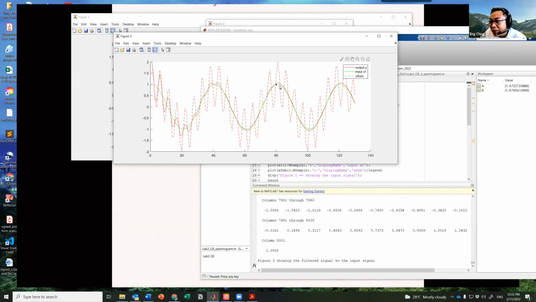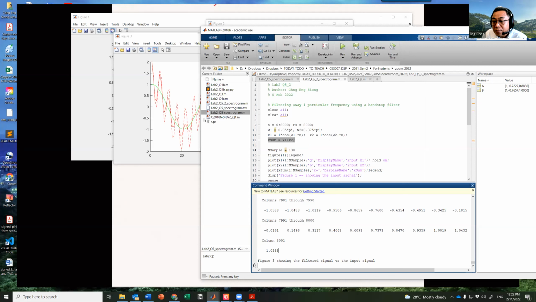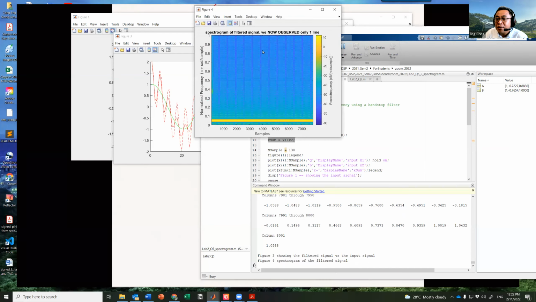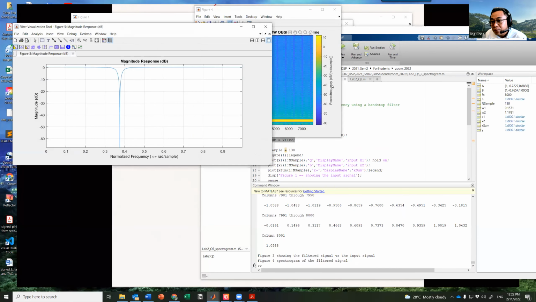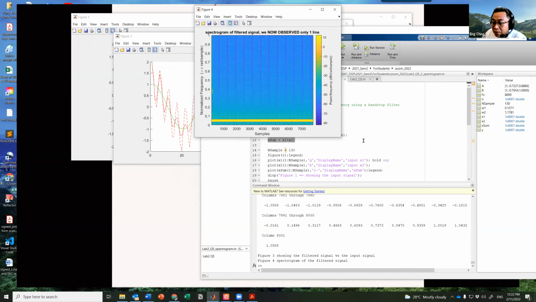Even though my dashed line was given into my system, I have cleaned it up. I look at the spectrogram. See, the other guy is completely gone. Okay, so let's see the code.